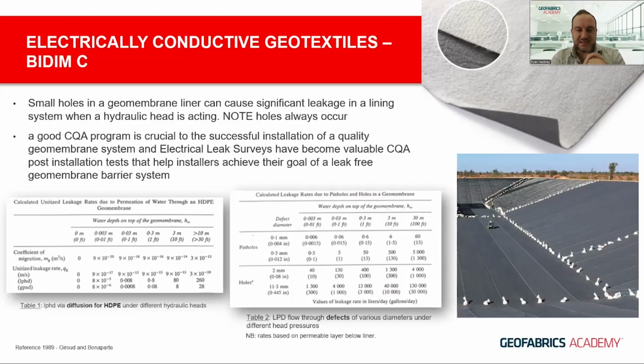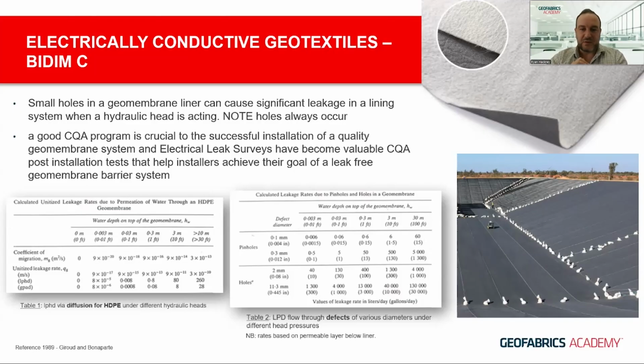If we look at table 2 on the right, we can see various examples of defect diameter. You've got 0.1 millimeters, 0.3, 2, and 11.3 in terms of pinholes or holes. Then, depending on the water depth on top of that defect, it shows how much liquid can pass through that hole. And you can see it's an exponential rise in the leakage rate through the defect.